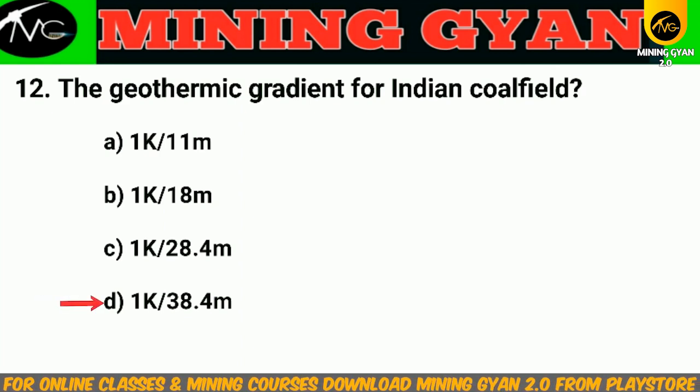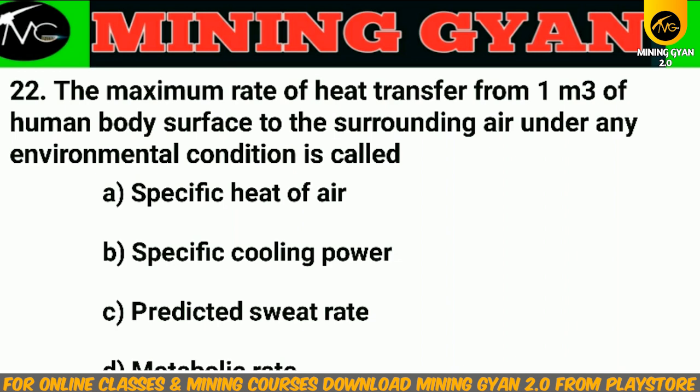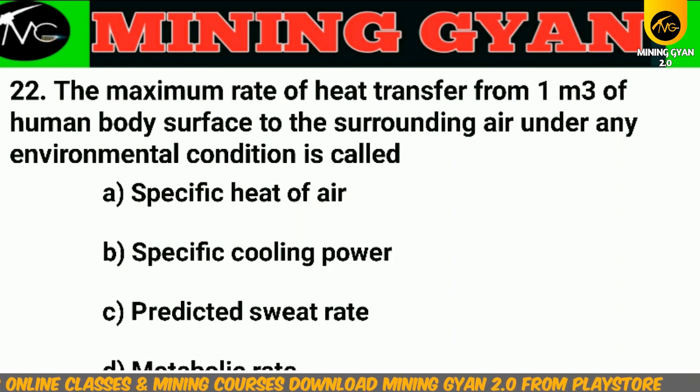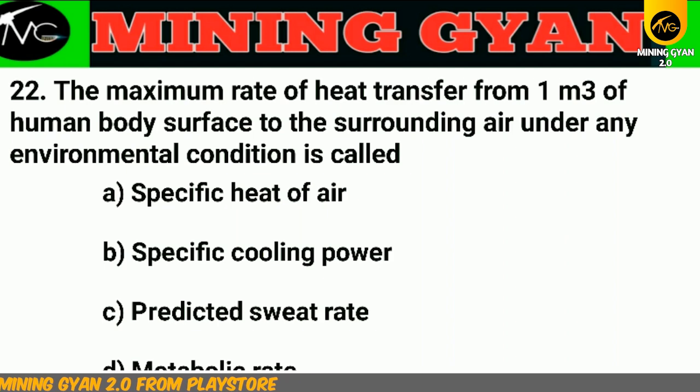Right option is C. Next question is, rate of heat transfer from 1 meter cube of human body surface to the surrounding air under any environmental condition is called A. Specific heat of air, B. Specific cooling power, C. Predicted sweat rate, D. Metabolic rate. Right answer is B. Specific cooling power.